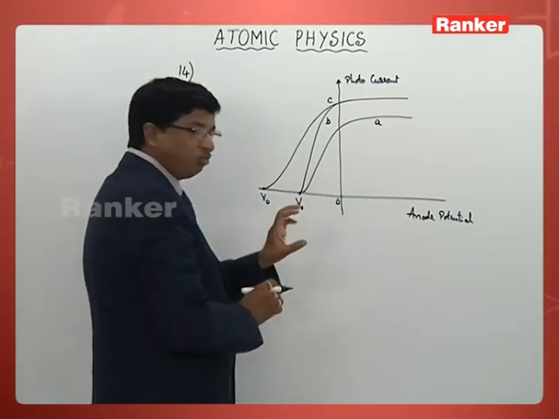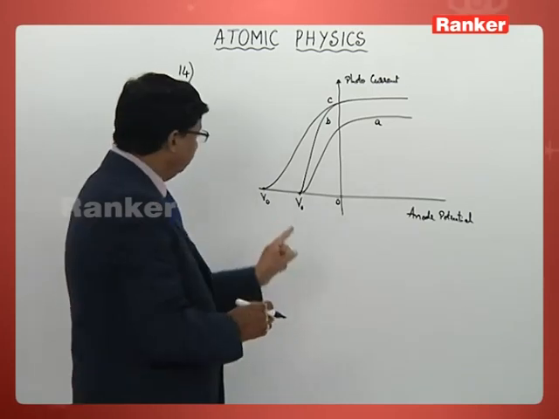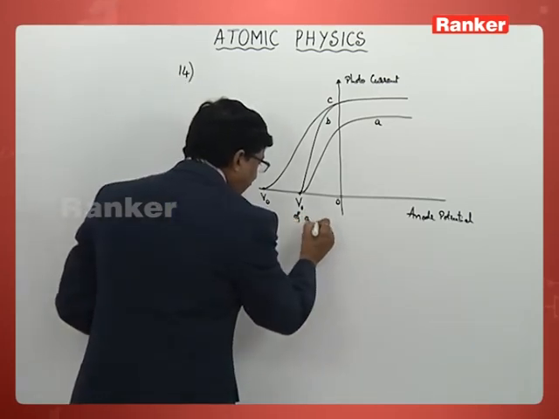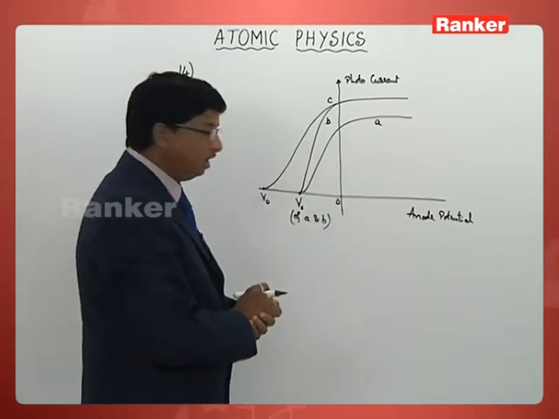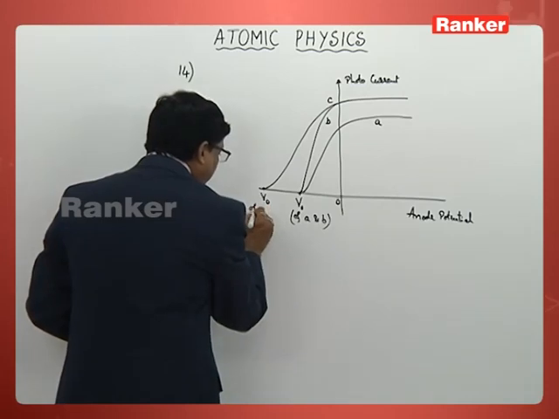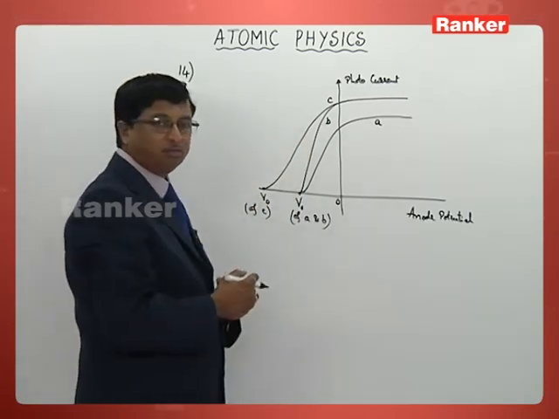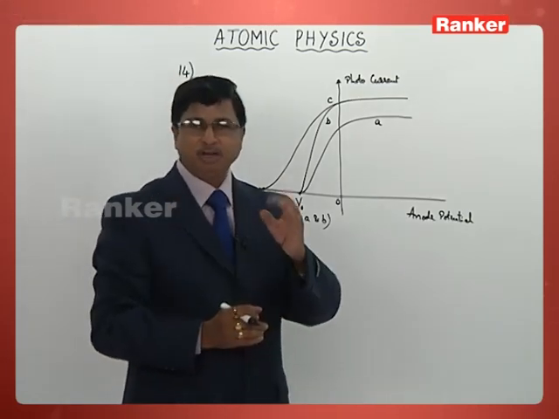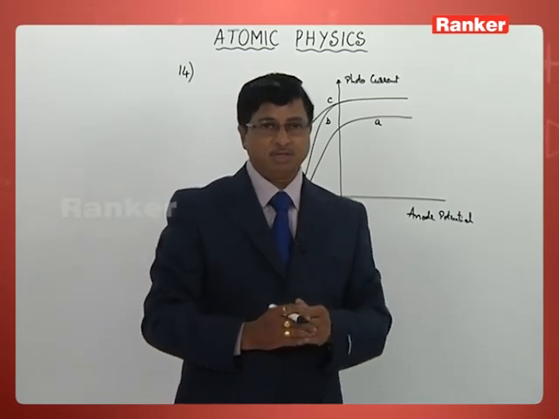So, stopping potential we represent with V0. This V0 is of what? This is of A and B. For both the curves the same V0. And this one is of C. That is, the third curve is having this as the stopping potential. But all of you can understand well in this particular concept.